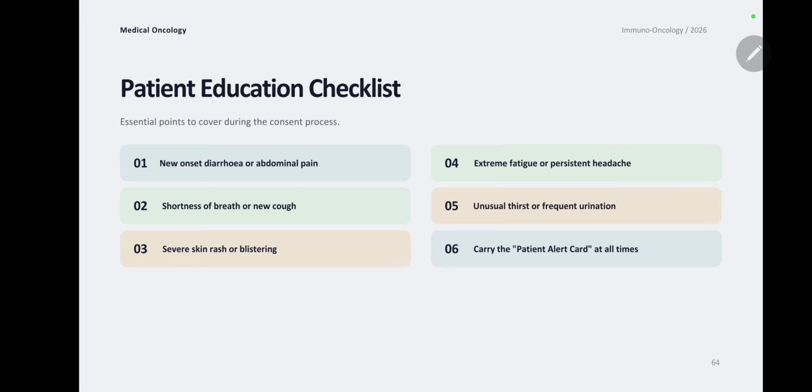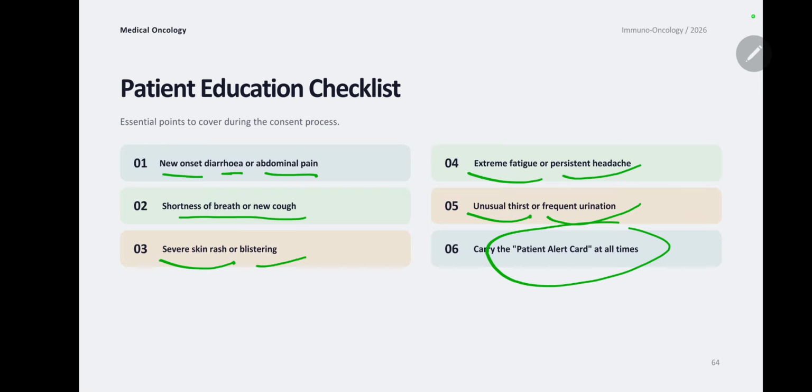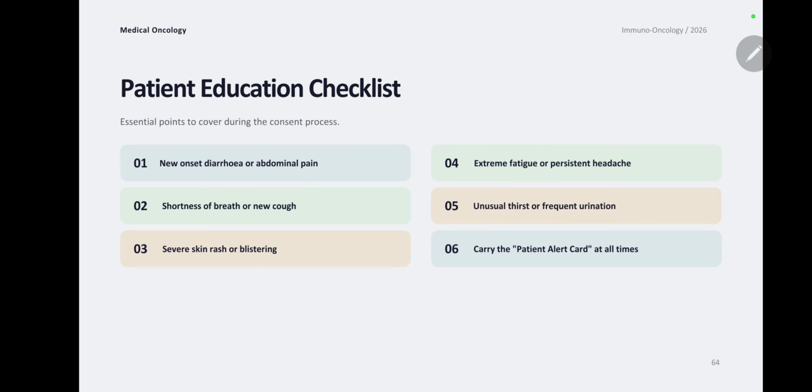Patient education checklist: what should be educated to the patient about this? Any new onset of diarrhea, abdominal pain, shortness of breath, new onset cough, severe skin reaction, blistering, extreme fatigue, persistent headache, unusual thirst and frequent urination. This is called a patient alert card. It is given to the patient, and the patient carries it every time.